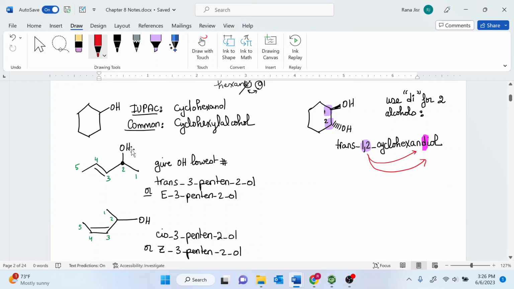Alcohols have a higher priority in nomenclature than the alkenes. So your ending is always going to be in the OL of the alcohol, and the alkene in this case will be given the second lowest number.